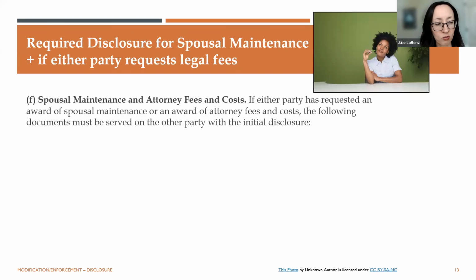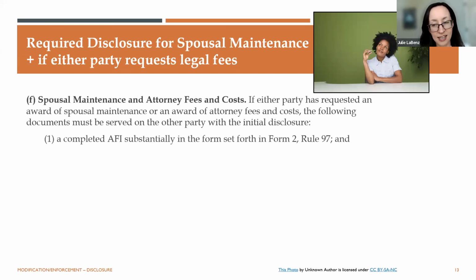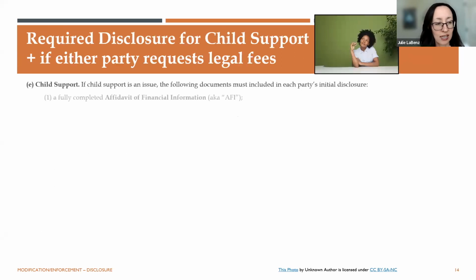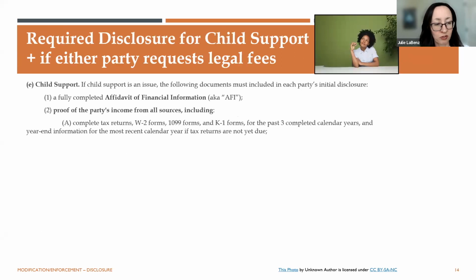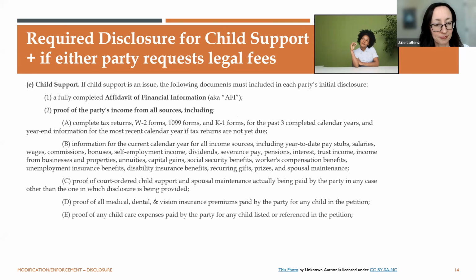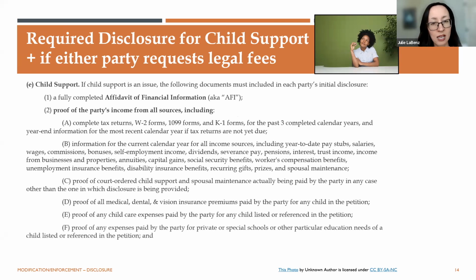So here's the rule about spousal maintenance, and you'll notice here it's the completed AFI, and then they want you to complete or to exchange all of the documents and information described in E2, which E2 is what we just went over, the proof of all sources of income and all of this information. So the disclosure requirements are the same if your case involves child support, spousal maintenance, and/or legal fees.